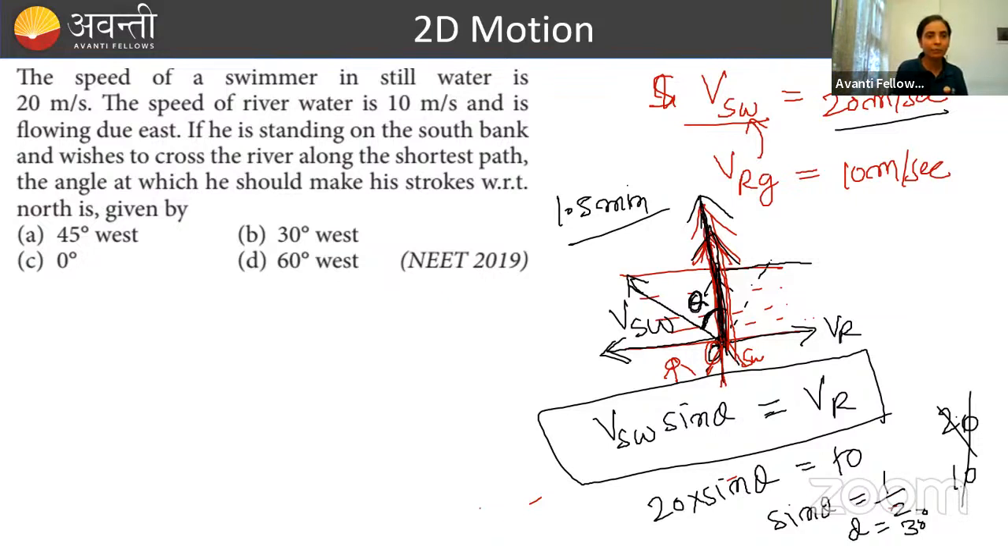Question क्या पूछा है? At which angle he should make his strokes with respect to north. So north के respect में उसको कितना angle बनाना है? 30 degree west, not east. 30 degree west. Why west? Because then only one component of its velocity will get balanced by velocity of river. Then only he or she will seem like he is going in this direction. Done. So correct answer will be what? B.